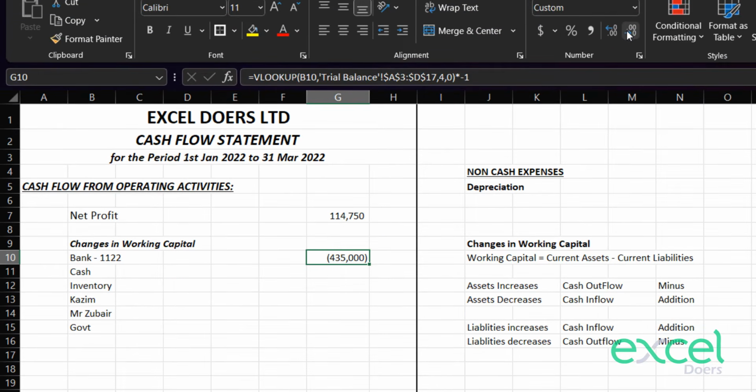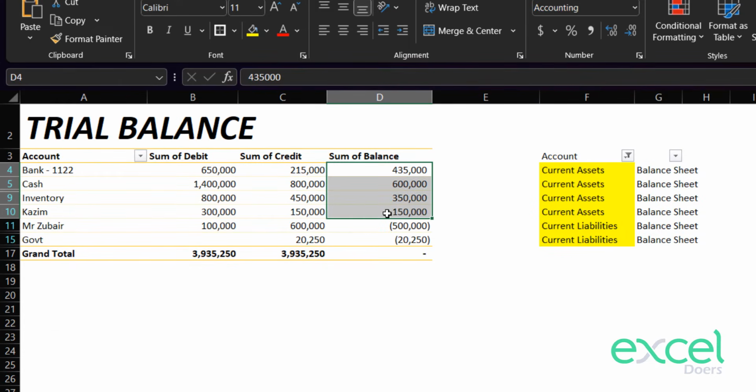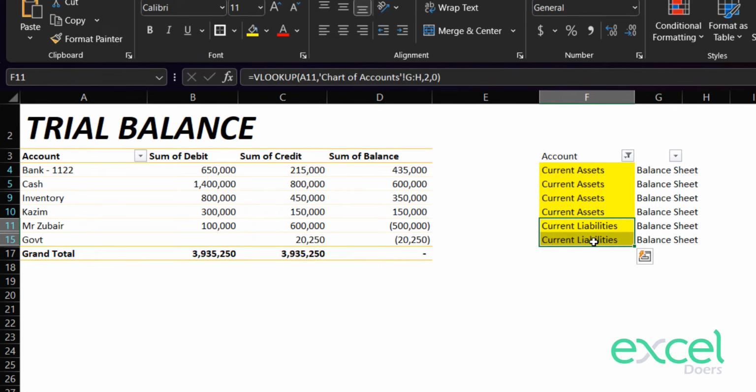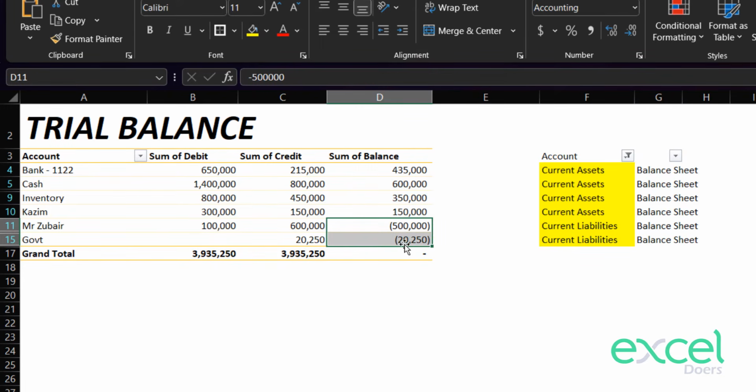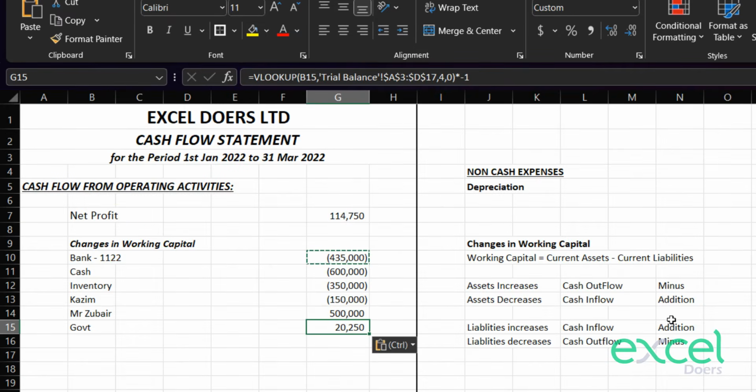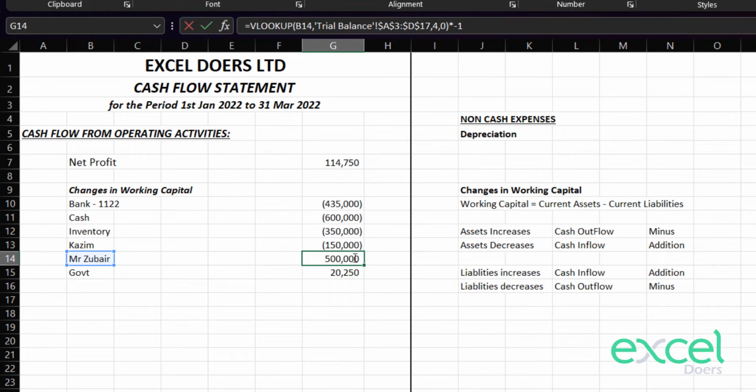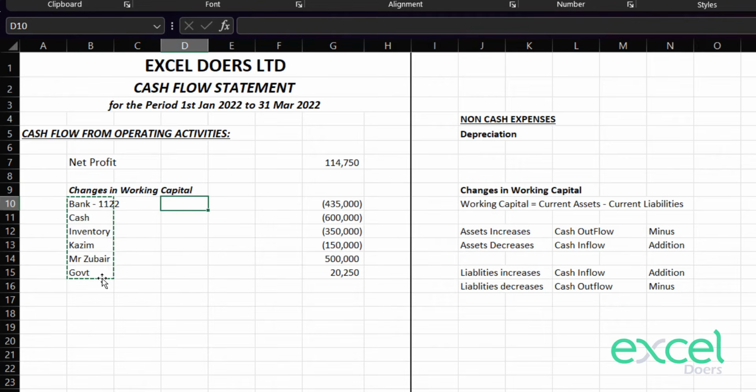So now this is the negative value because the asset is increasing. Here also the asset is increasing, here also the asset is increasing, and here the positive number will come because the trial balance is in negative because they are credit values and they are the liabilities, and when liabilities increase in Excel it comes as a negative, it comes as a credit. So when liability increases we have to add it.